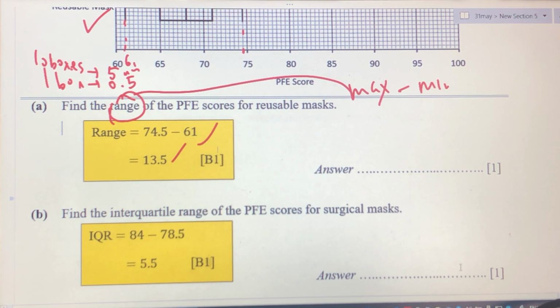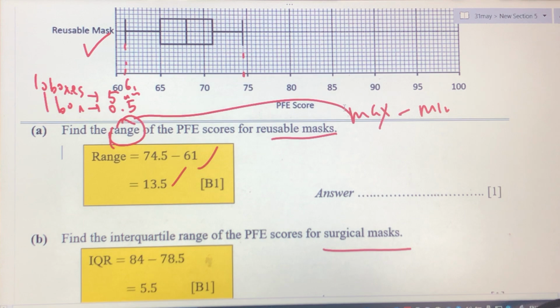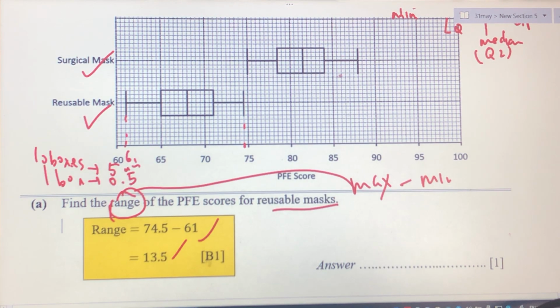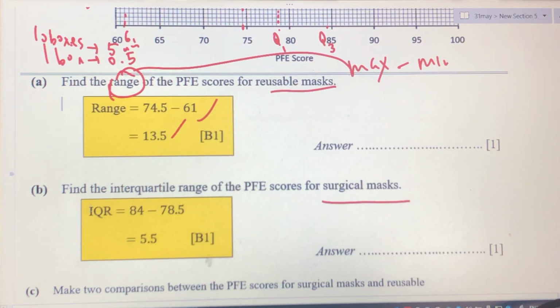Now, the interquartile range for the surgical mask. You must read carefully, reusable mask and surgical mask. So for the surgical mask, the interquartile range is Q3 minus Q1. So you go and read the graph, you get these two answers, and then you subtract, that's all.